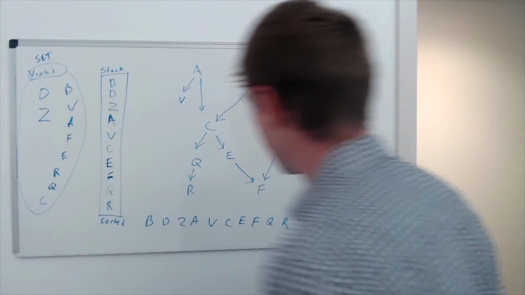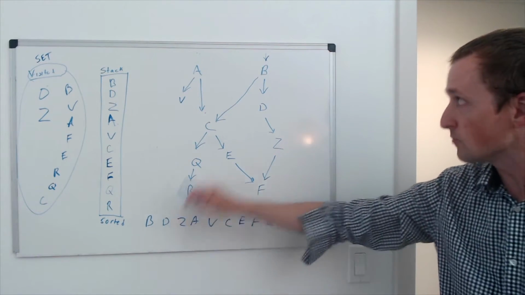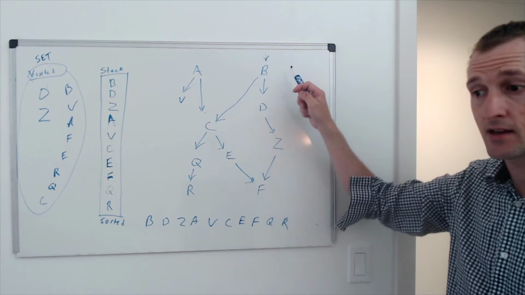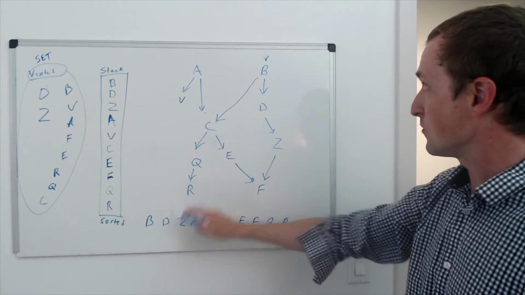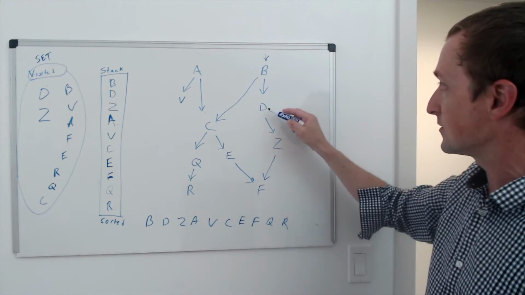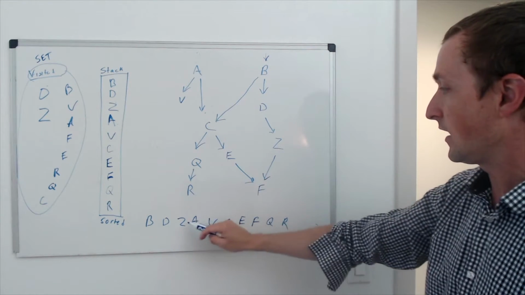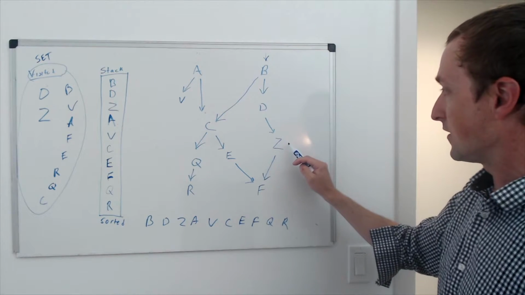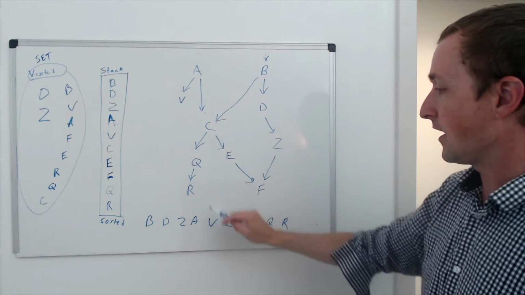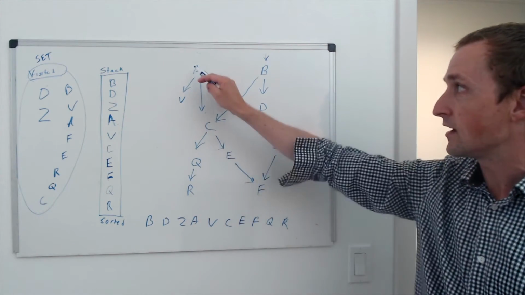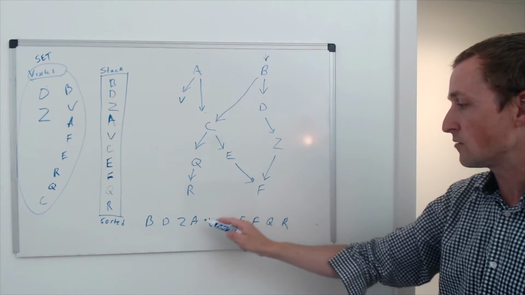So let's see if this makes sense. Can we build B first? Does it depend on anything? No. Can we build D next? It depends on B. B's already been built. Z depends on D being built. And then we go to A. Can A be built? A does not have any dependencies, so A can be built.